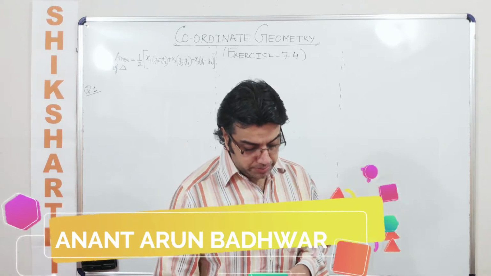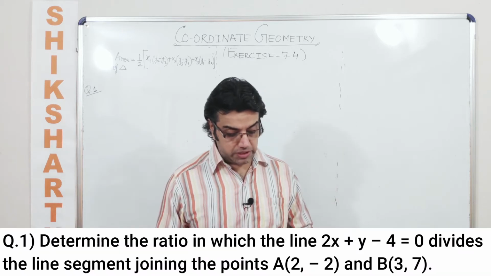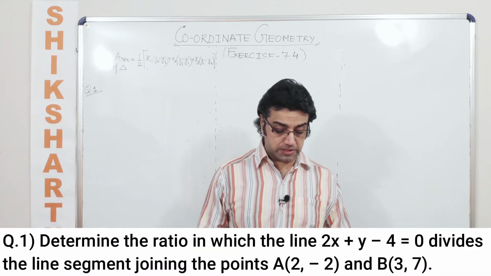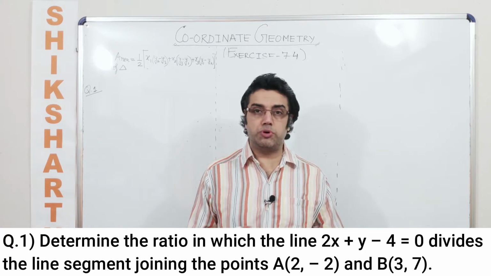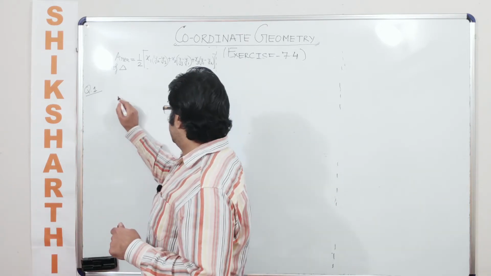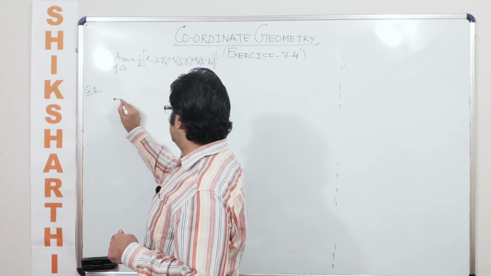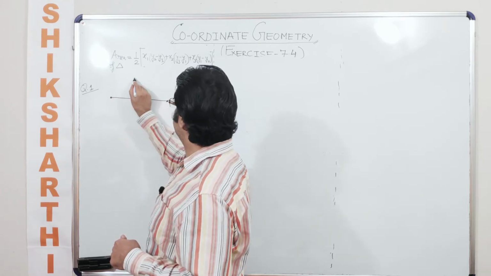So talking about question number 1, which says determine the ratio in which the line 2x plus y minus 4 is equal to 0 divides the line segment joining 2 points. Okay, let us first try and understand this question with the help of a diagram.